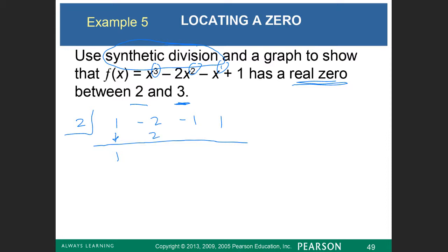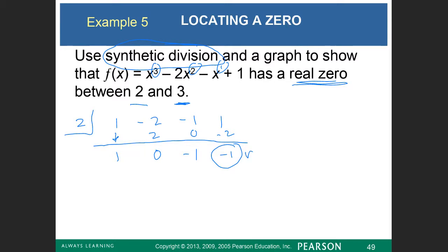Add this, it gives you a 0. Multiply 0 times 2. You'll get a 0 here. Add that again. It gives you negative 1. Multiply this again. Negative 1 times 2. That's a negative 2. And then adding this, it gives you a negative 1. So we're looking at the remainder here. So this is our remainder.